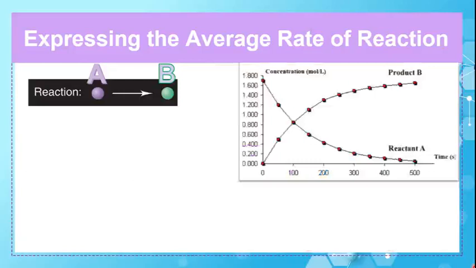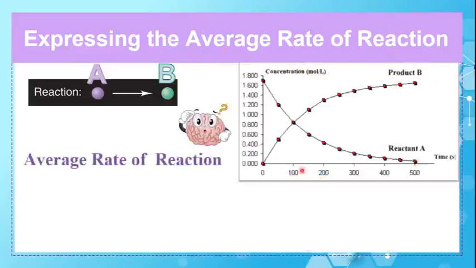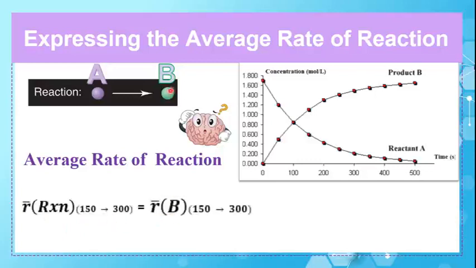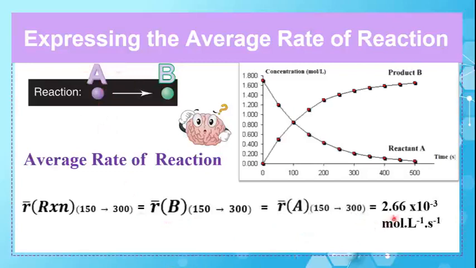Now, what about the average rate of the reaction? The average rate of the reaction in this interval of time 150-300 seconds is equal to the average rate of formation of B within the same interval of time, or it's equal to the average rate of disappearance of A in the same interval of time, equal to 2.66 times 10 to the power minus 3 mol liter minus 1 second minus 1. What if the stoichiometric coefficients of the reactants and the product aren't equal to 1? What happens to the average rate of the reaction?